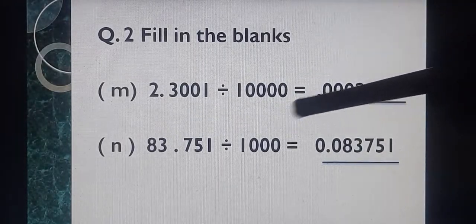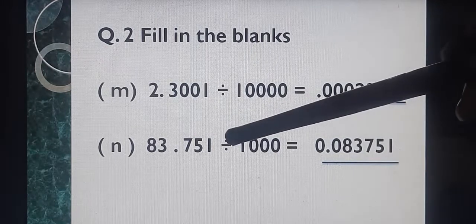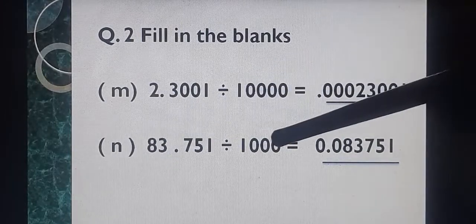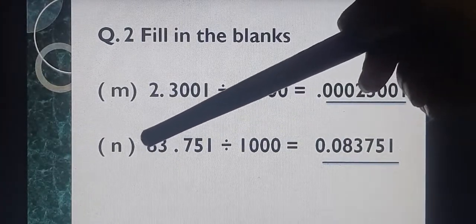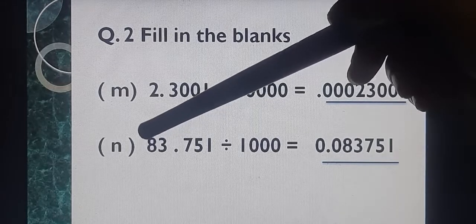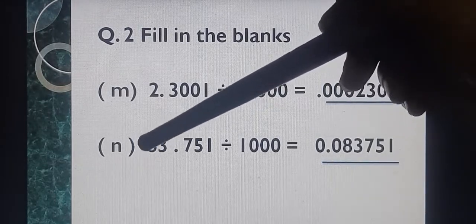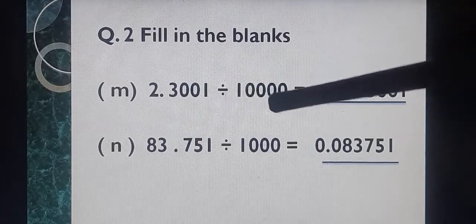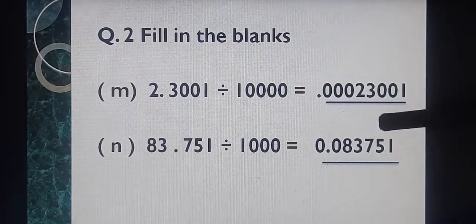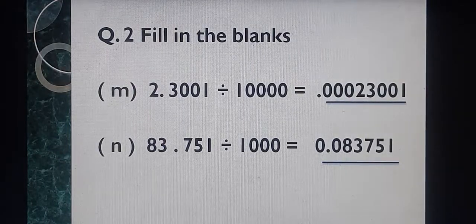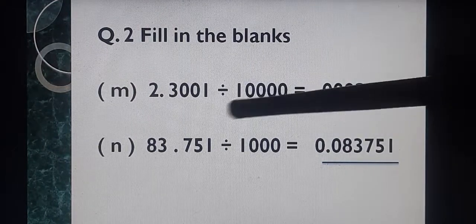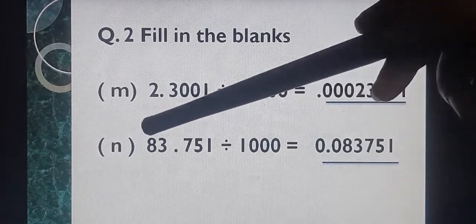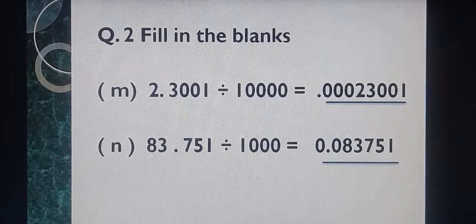Next N part. 83.751 divided by 1000. Division sign is here. So decimal will move backward. And how many steps back? 1, 2, 3. 3 steps back. 1 and 2. 2 digits we have. So third digit we will put here 0. Then our answer will become 0.083751. Right? Decimal will shift 3 places back now. So decimal 0.83751.